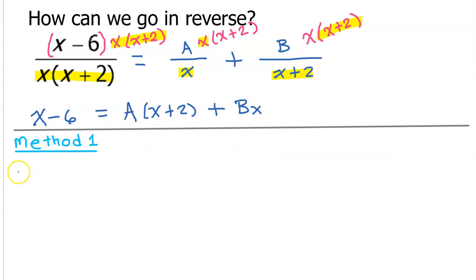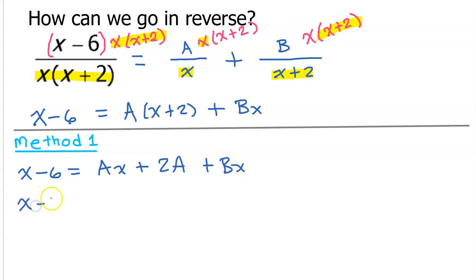For the first method, we bring down the x minus 6, and we distribute the a. So we have ax plus 2a. And then bring down your plus bx. So next we have x minus 6. And I'm going to put these like terms together. So I have ax plus bx plus 2a. Normally I wouldn't show this step, I would just sort of do this in my head.